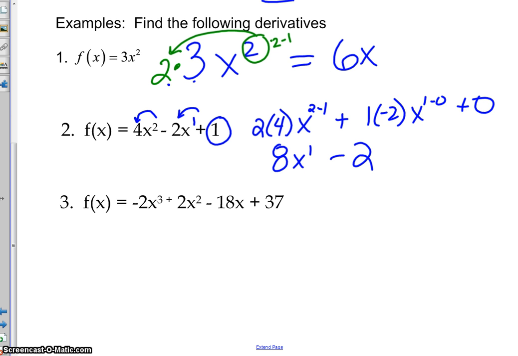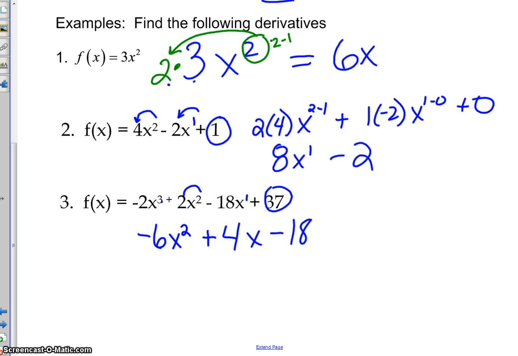So for 3, we're going to look at negative 2 times the 3 here. So I'm going to go negative 6, and then you reduce the exponent by 1, so it's x squared now instead of x to the third. Next part here, we have 2 times 2, so we're going to go plus 4x to the first. Now it's like 1 times negative 18, so it's minus 18. And then this 37 we ignore, it's like a 0, because we take the first derivative of 37 and we get 0. Okay, so that's basically how you find the derivative.